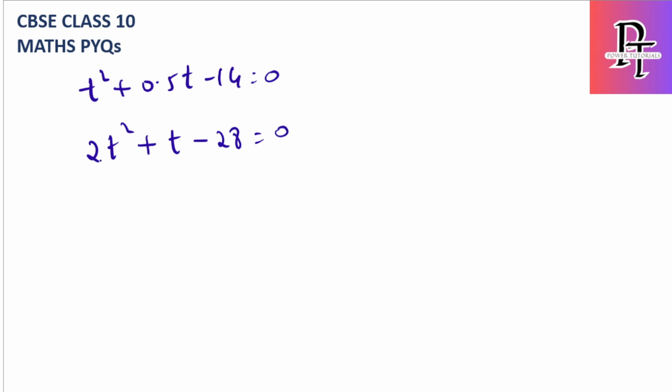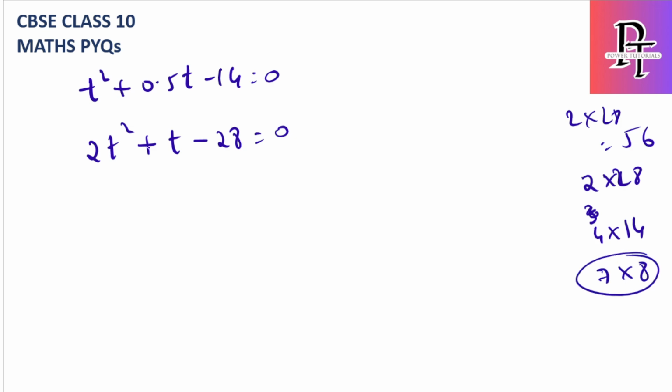Now you can find the factors of AC. AC here is 56. 2 into 28 is 56. Let's write the factors of 56. 2 into 28, 3 will not happen. 4 14s are 56, 7 8s are 56. So this is enough to get the t here. So it becomes 2t square plus 8t minus 7t minus 28 is equal to 0.